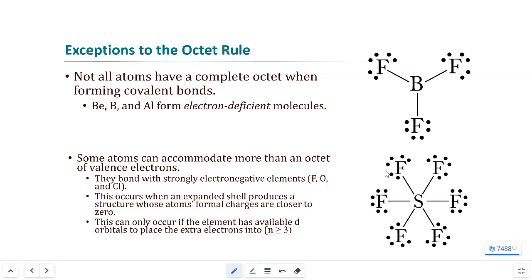The reason they can't break the octet rule is they don't have d orbitals available in that same energy level. Remember, the d orbitals show up in the third energy level. That third energy level is where we can drop those extra electrons if the situation requires it. Now, the other thing also goes back to formal charge. Formal charges generally get improved when we break the octet rule in this kind of way. Again, we'll talk more about that on Wednesday.